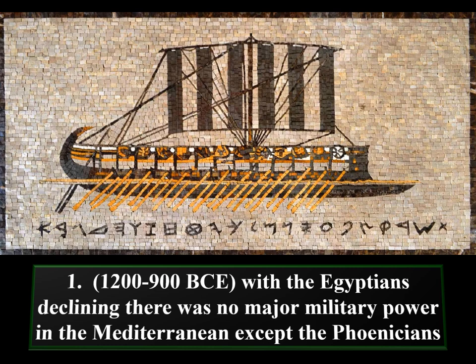Now, the Phoenicians had been more of a trade based empire in the sea, in the Mediterranean Sea, but they became sort of the dominant folks in the Mediterranean after the decline of the Egyptians, after the fall of the New Kingdom. So between 1200 and 900 BC, the Phoenicians pretty much controlled the Mediterranean basin.